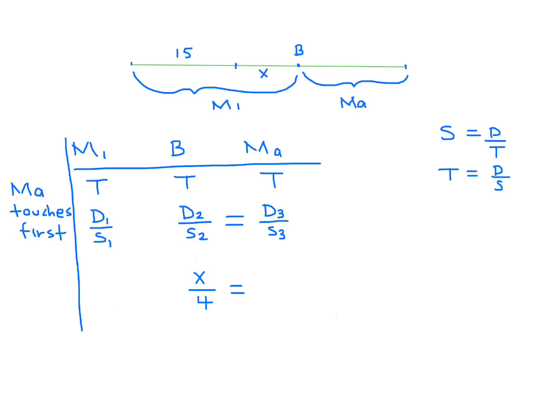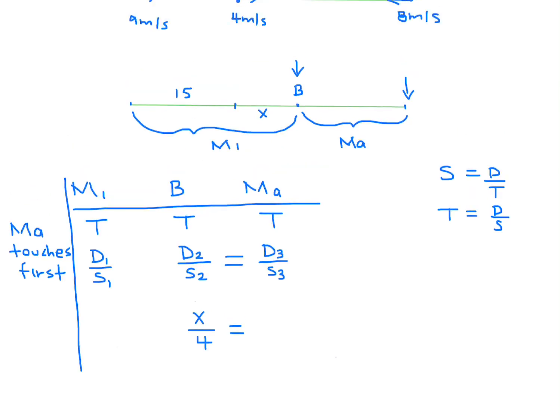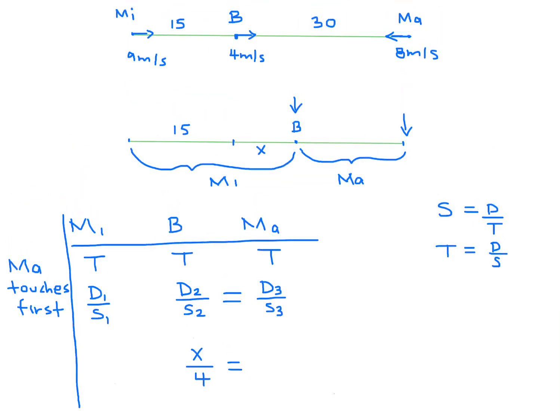d3, Marcos was originally here, correct? And he's going to be the first one to touch the ball. So what is this distance? Well, remember, this whole distance was 30, remember? So if that's x, this has got to be 30 minus x. So 30 minus x, like that. Okay? So we can substitute that in here. 30 minus x. And his speed is 8.